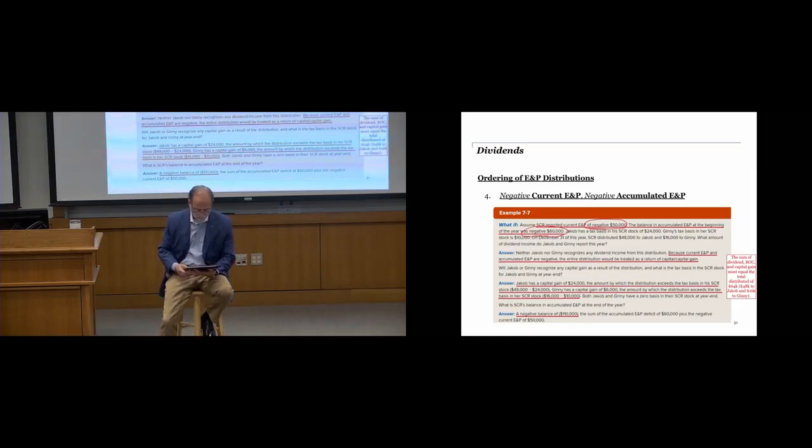Ginny has a capital gain of 6,000. The amount by which the distribution exceeds the tax basis in her SCR stock, that is 15,000 less 10,000. Both Jacob and Ginny have a 0 basis in their SCR stock at the end. And that's for all purposes. I don't have any more basis, I just took it away.